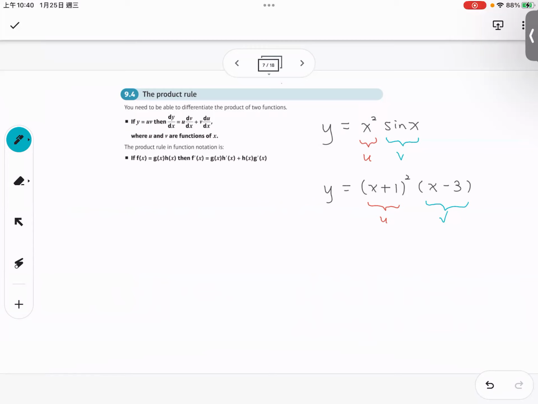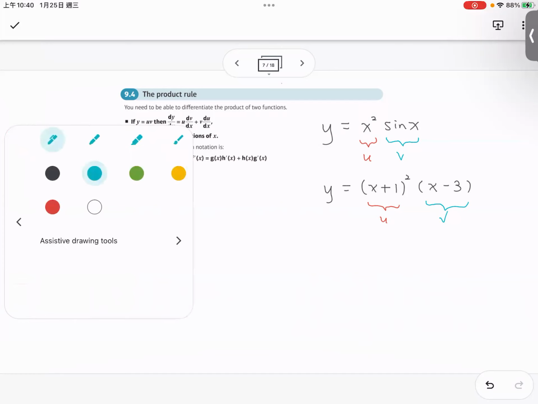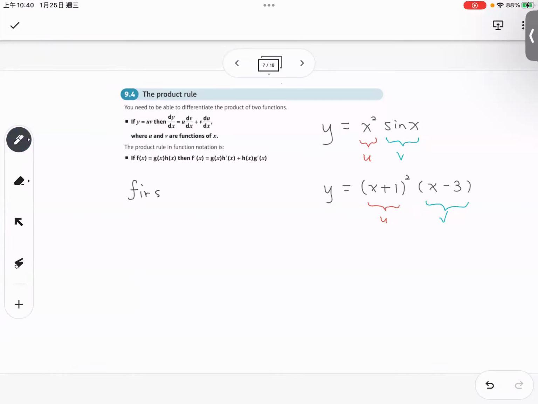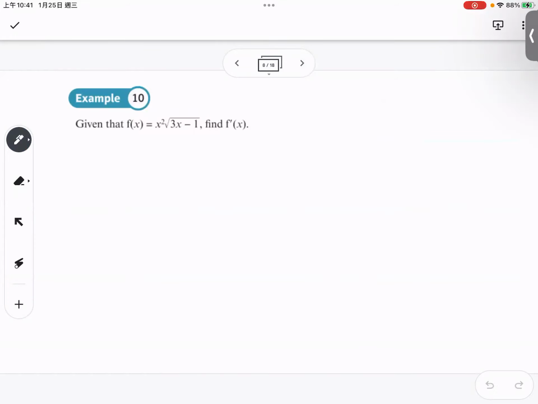Okay, this one is dy/dx equals to u dv/dx plus v du/dx, right? Later, I will tell you how to do the first principle of it, because today I ran out of time. So next time I will show you how we can do the first principle and why the product rule works. In case you use the product rule, y is equal to uv, the equation is that dy/dx is equal to u dv/dx plus v du/dx. Now, we will do some examples to make sure that you get it and then you can solve your answer easily.